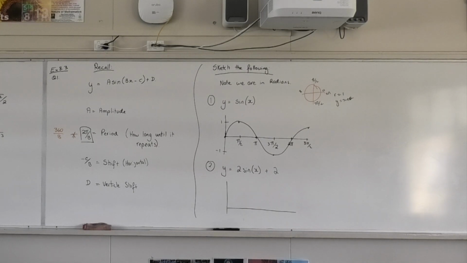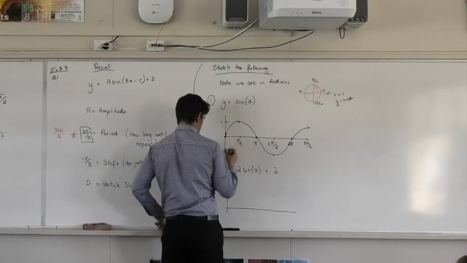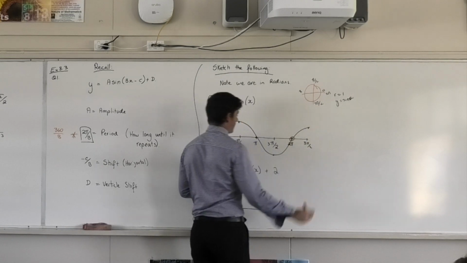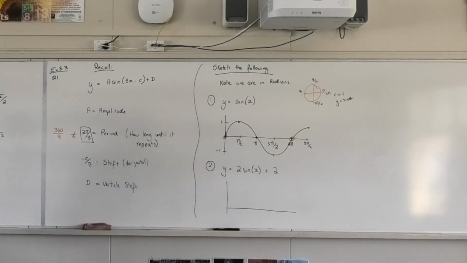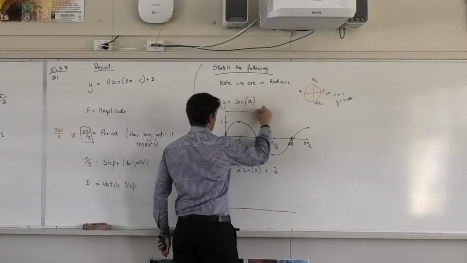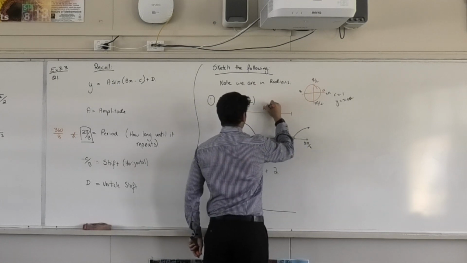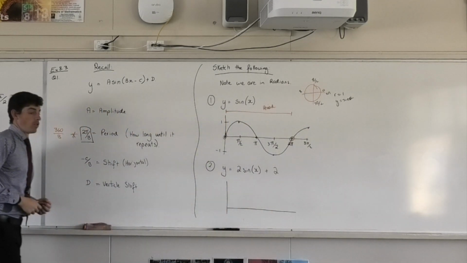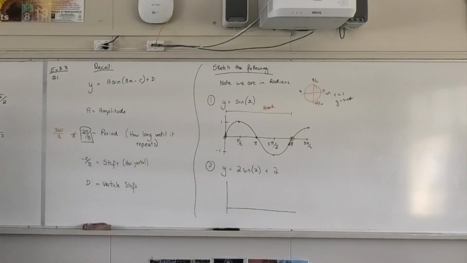So, how long did it take to repeat itself? What's one wavelength? Well, here to here, that is 1 period. What did we say the b value was? The b value was 1, so we'd expect that period to be 2 pi, correct? So this distance here is a period. The period of time it takes to repeat.